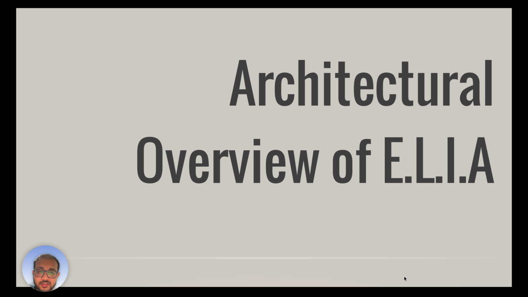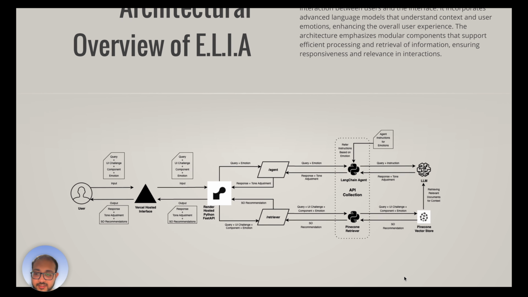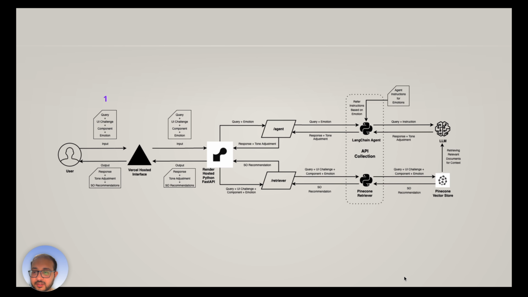Now let's go to the architecture of ELIA. So here's the architecture. We'll go step by step. So first, the user presents the query, the UI challenge, the component they're facing the UI challenge with, and the emotion. Then we pass it on to the front end, and then we go to the back end, and then we trigger two routes. One of them goes to the RAG agent, the other one goes to the Pinecone retriever.